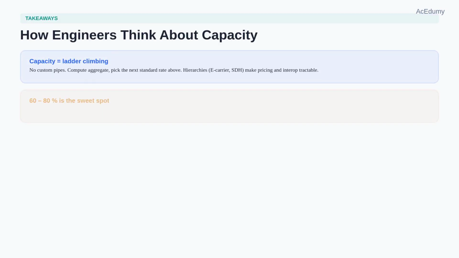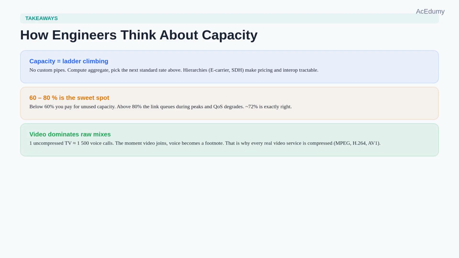3 engineering takeaways. 1. Capacity planning is ladder climbing. You do not get to order a custom-sized pipe. You compute your aggregate traffic and pick the next available standard rate above it. That is why hierarchies like E-carrier and SDH exist. They make pricing, multiplexing equipment, and interoperability tractable.